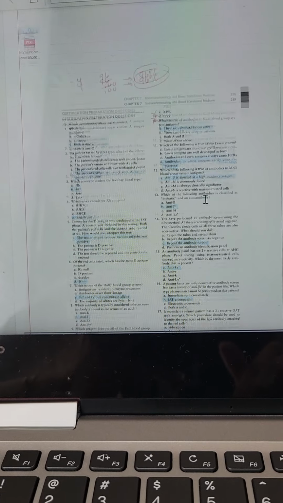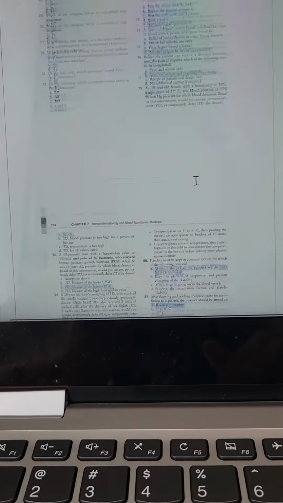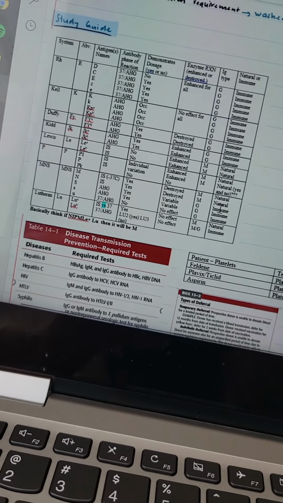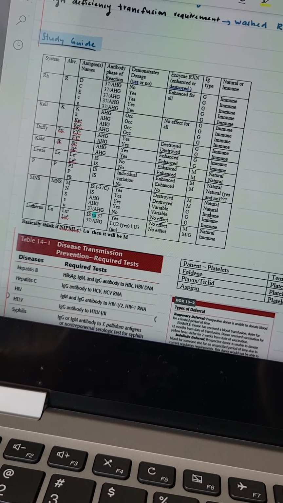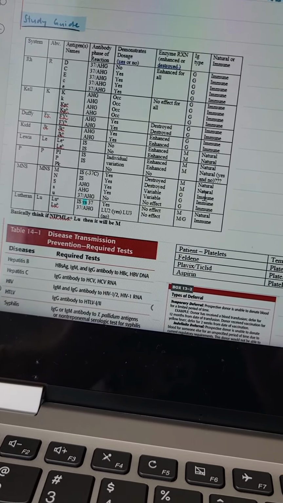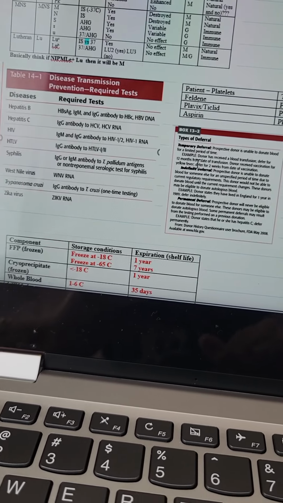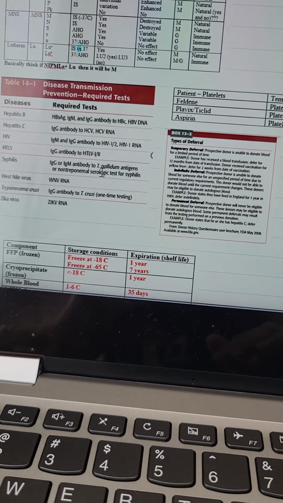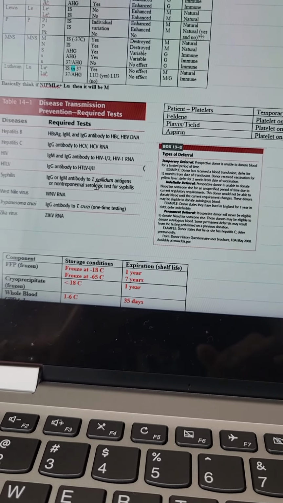And so this one is my pre-quiz, which does have my corrections in there. My weak study areas, my study guide, this one was a table that I made, I believe, during the class. It has all of the main systems that we need to know, the antigen names, the systems, the antibody phase of reaction, dosage, enzyme reaction, Ig type, natural or immune, and some other things, the diseases that we needed to test before we were able to donate blood, types of deferral.